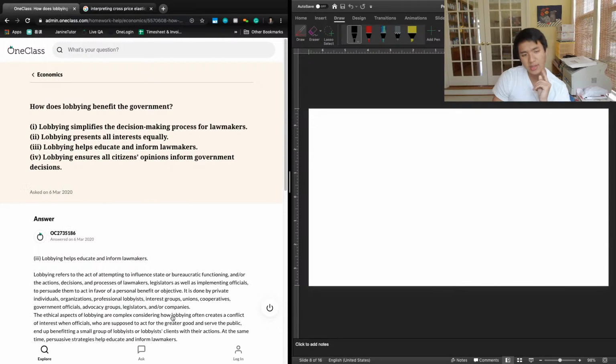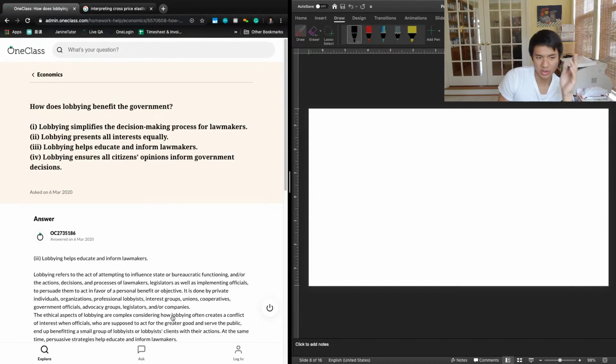So next question says, how does lobbying benefit the government? 1 says, lobbying simplifies the decision-making process for lawmakers. 2 says, lobbying presents all interests equally. 3 says, lobbying helps educate and inform lawmakers. And 4 says, lobbying ensures all citizens' opinions inform government decisions.